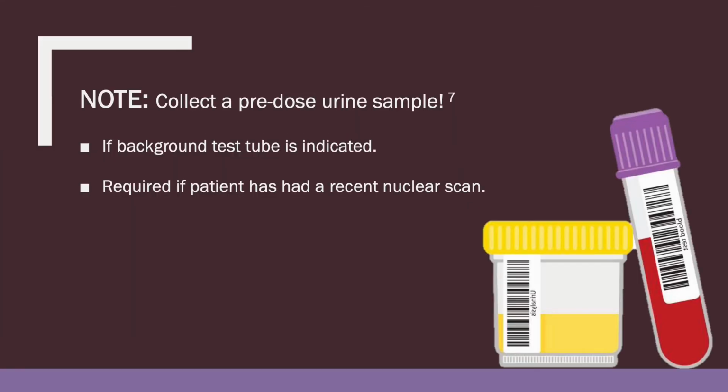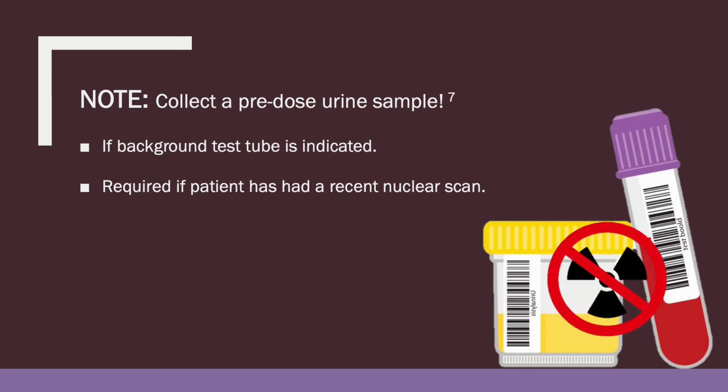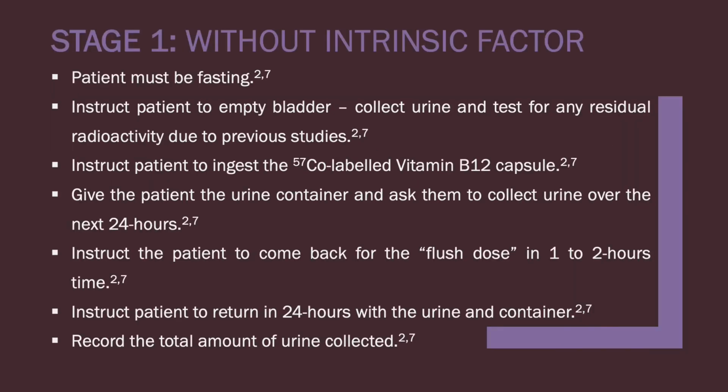Note that it is important to collect a pre-dose urine sample. This is required when the radiopharmacy indicates a background test tube or if the patient has had a recent nuclear medicine study. The Schilling test is divided into 4 stages and a dual isotope study.